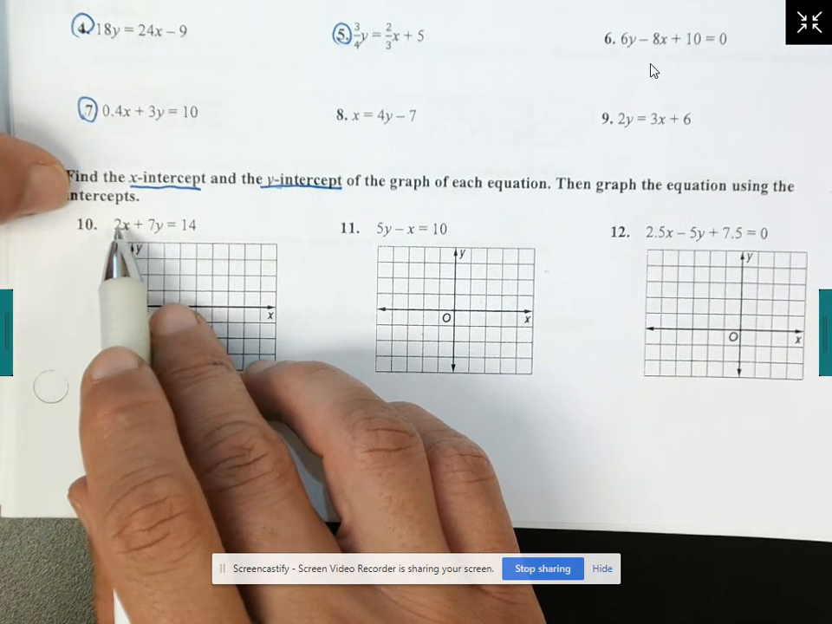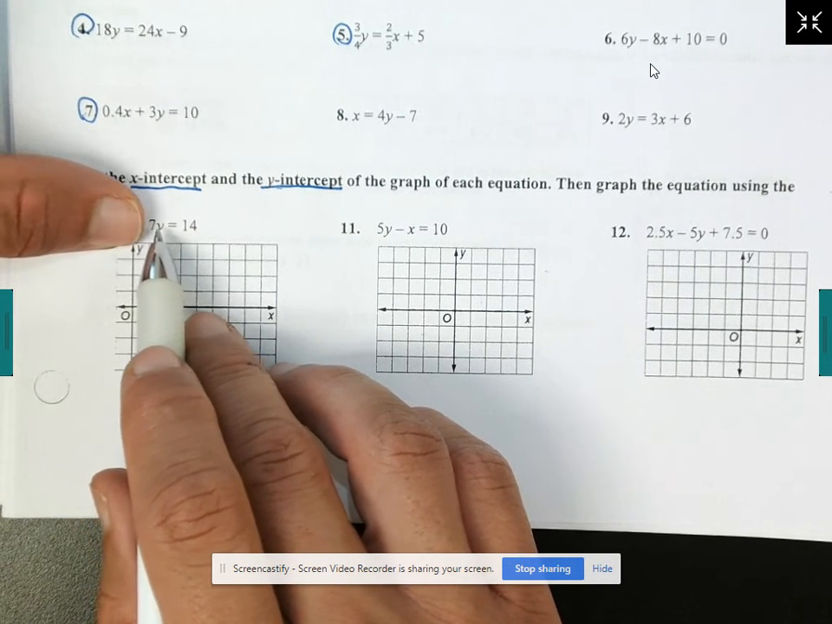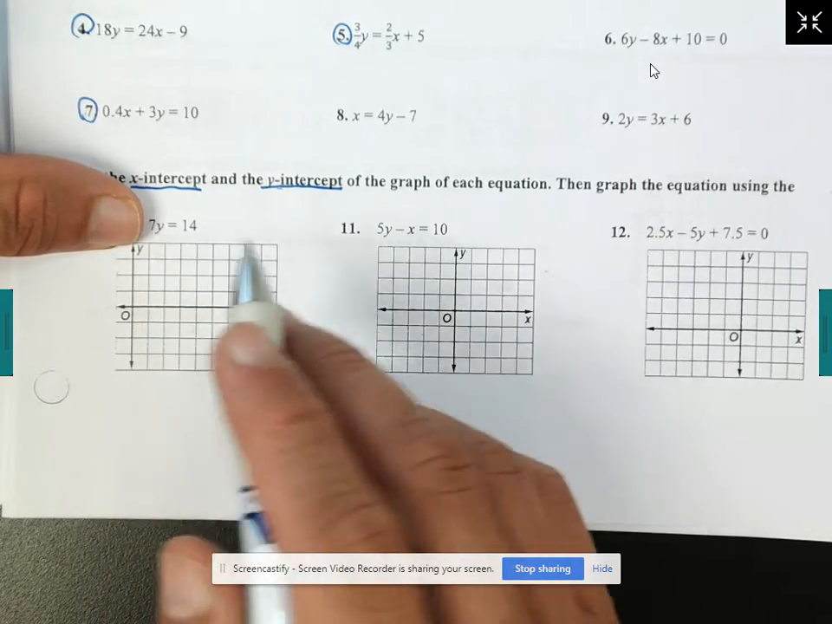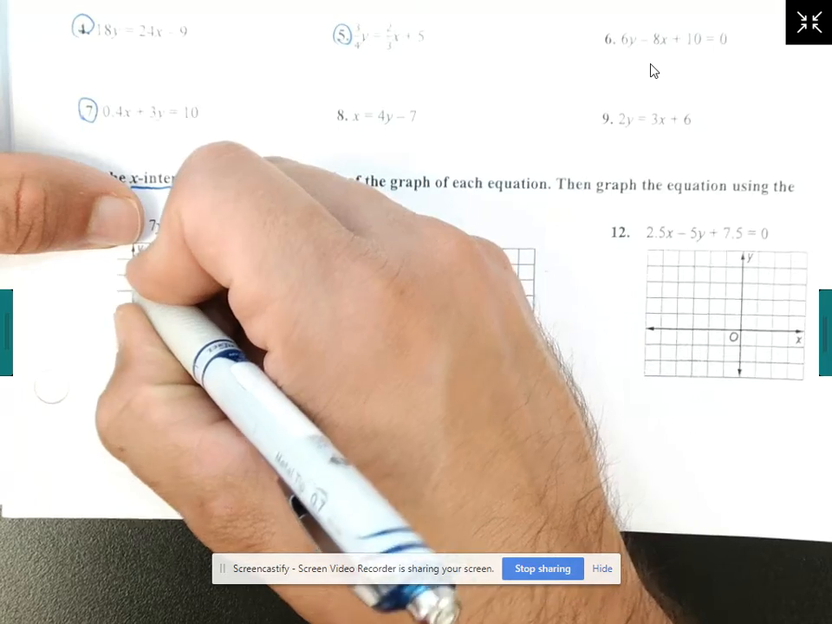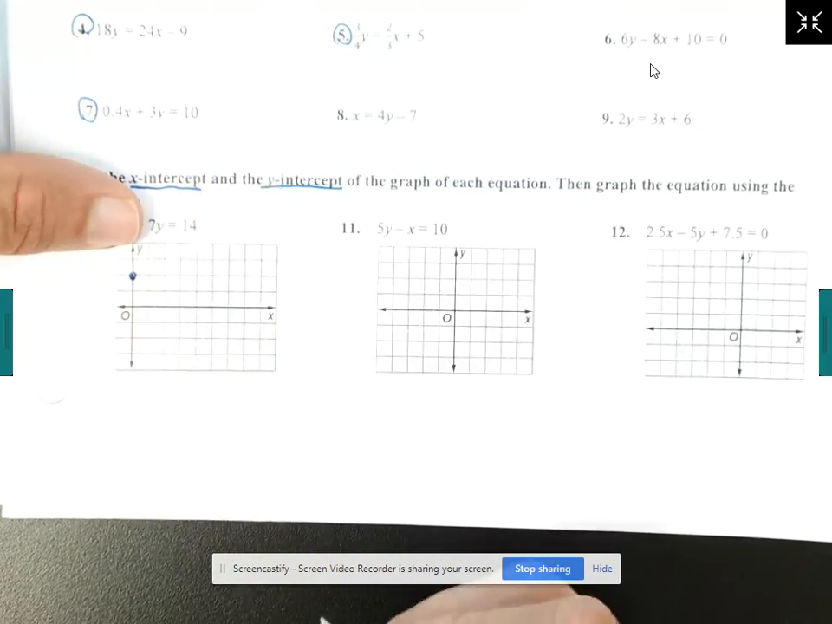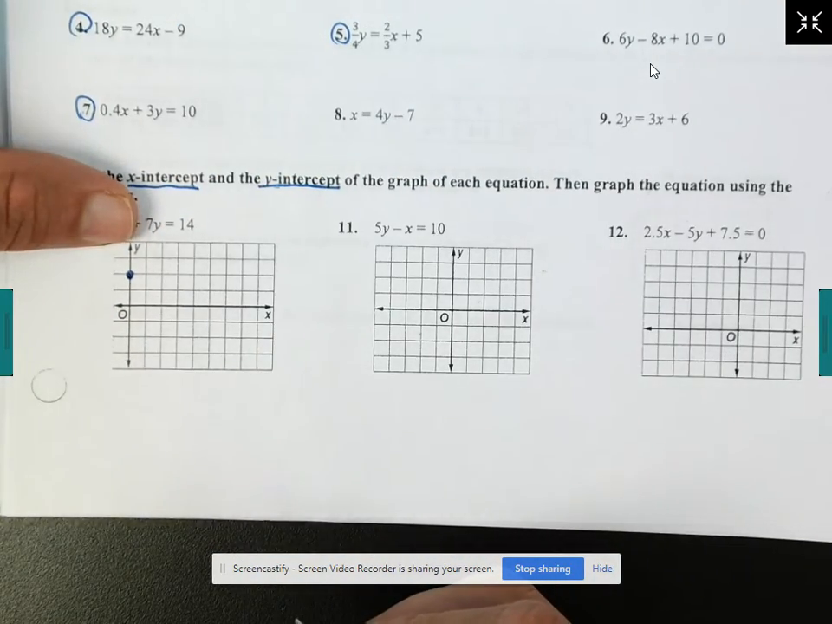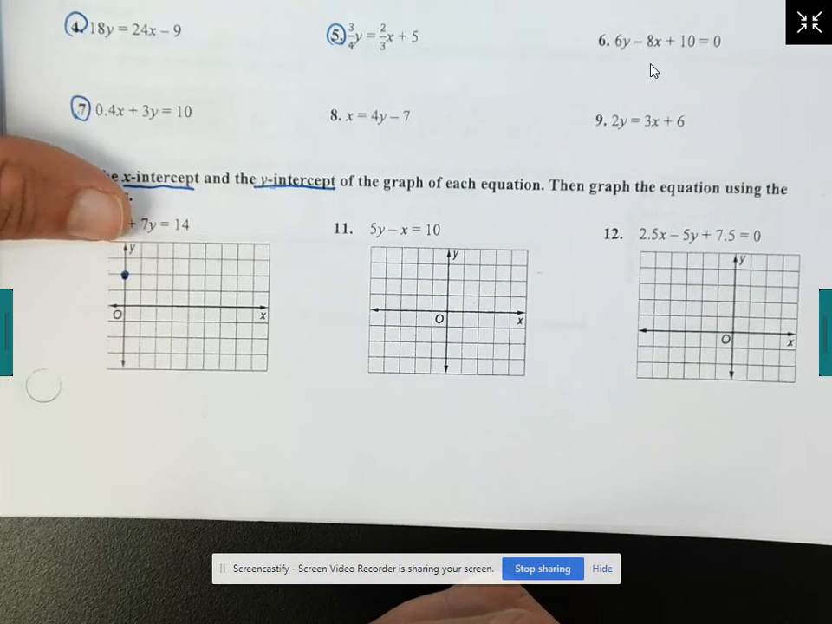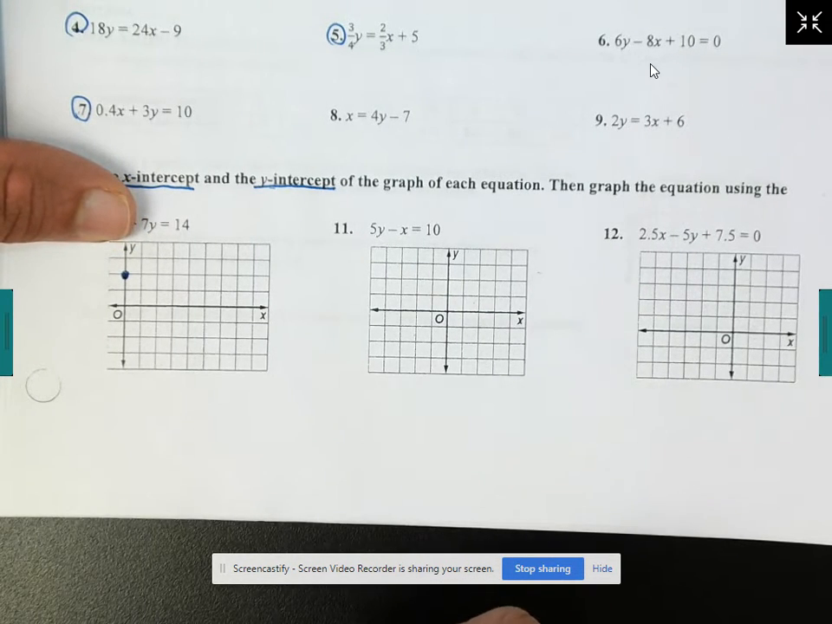So if I plug in a 0 for x, that's going to give me 7y is equal to 14. If I solve that, that's going to give me y is equal to 2. Now that's my y-intercept. Notice, though, that to find my y-intercept, I had to plug in a 0 for x. That's why I put my finger over it, because 0 times 2 is 0. Okay, so that's that point.